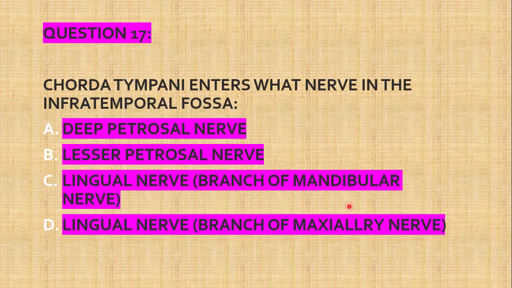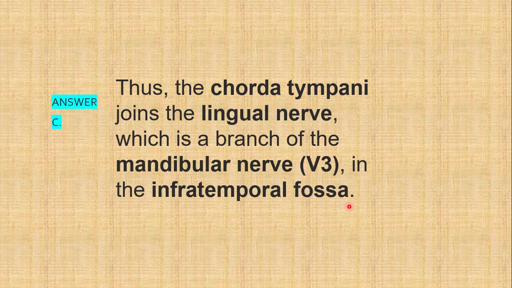Question 17. Chorda tympani enters what nerve in the infratemporal fossa? A. Deep petrosal nerve. B. Lesser petrosal nerve. C. Lingual nerve, a branch of the mandibular nerve. D. Lingual nerve, a branch of the maxillary nerve. Definitely it's through the lingual nerve, a branch of the mandibular nerve. Option C is the answer. The chorda tympani joins the lingual nerve, which is a branch of the mandibular nerve, in the infratemporal fossa.